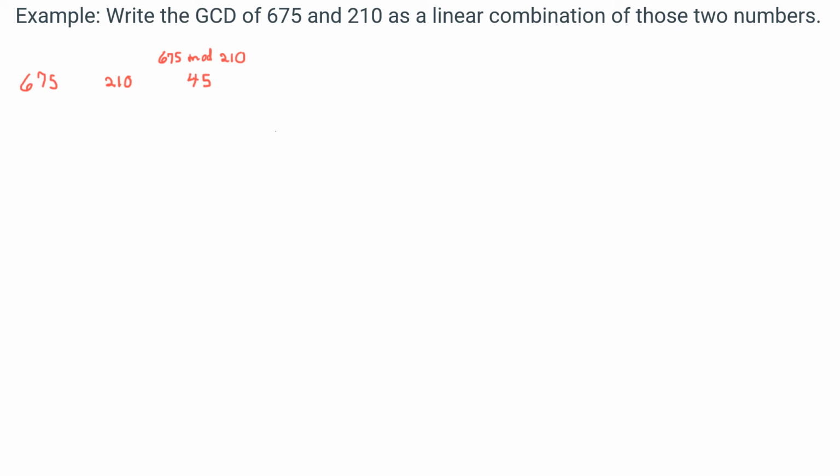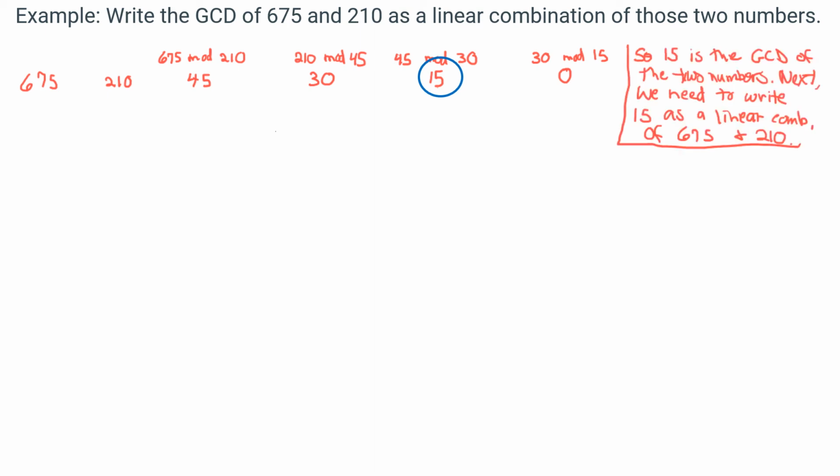Then we'll go on and look at the 210 and 45 and say 210 mod 45 is 30. Then we look at the 45 and 30. 45 mod 30 is 15. And then 30 mod 15 is 0. So once we get to 0, we know that we back up 1 and know that that's the number that's the GCD. So we know that 15 is the GCD of the two numbers.